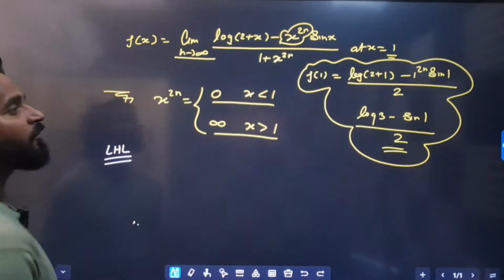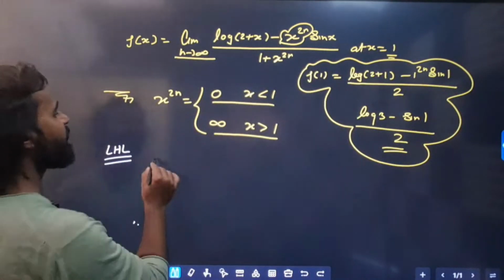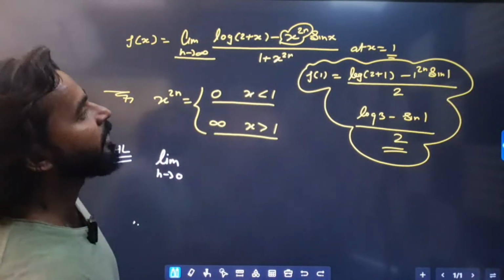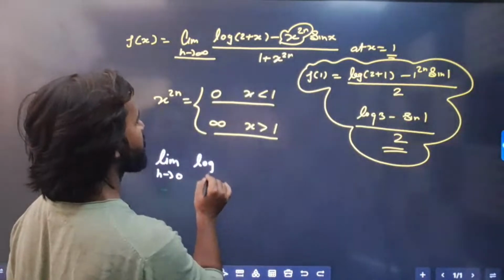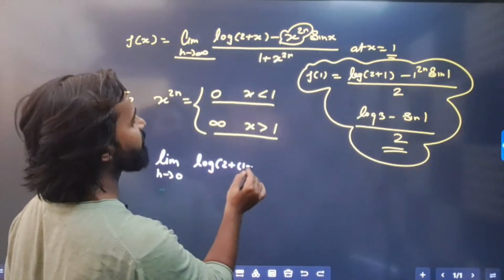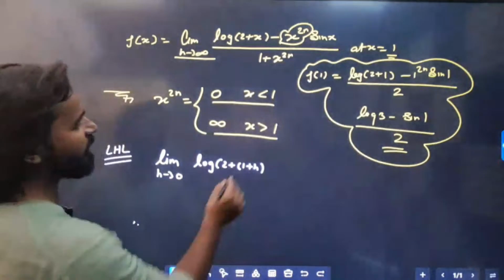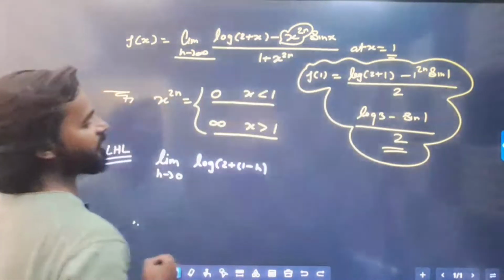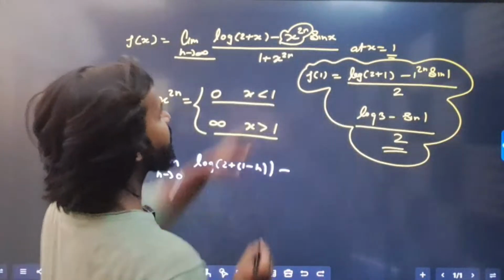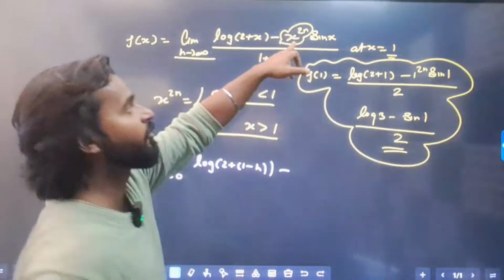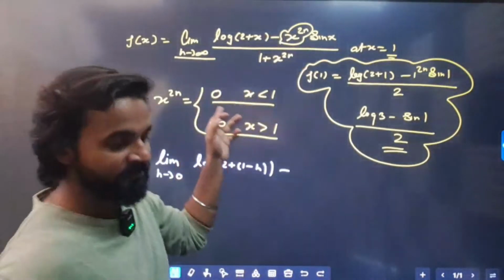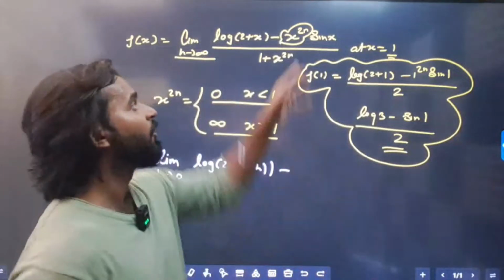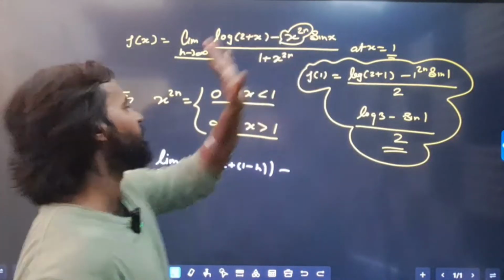LHL means left hand limit. Left hand limit means limit h tends to 0, log of 2 plus 1 plus h, 2 plus 1, LHL 1 minus h. And this part will be 0, because if you take x less than 1, you know very well x less than 1 value is 0, so this portion will be 0, so sine is completely 0.